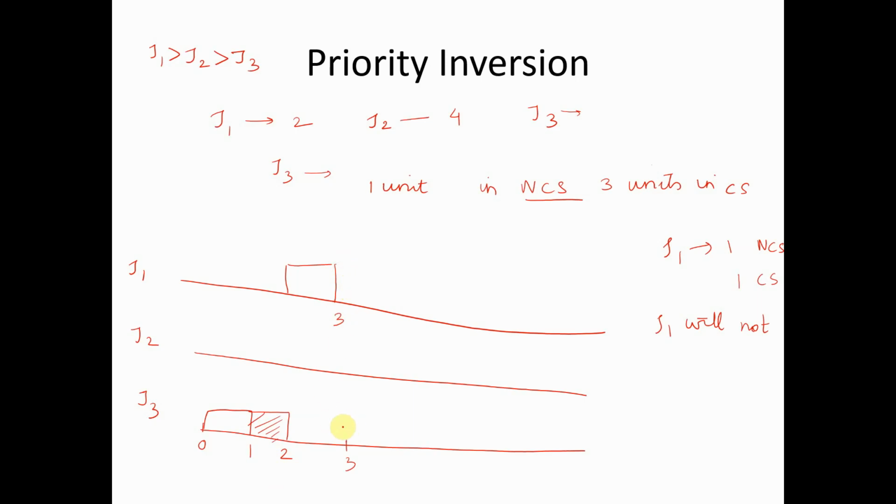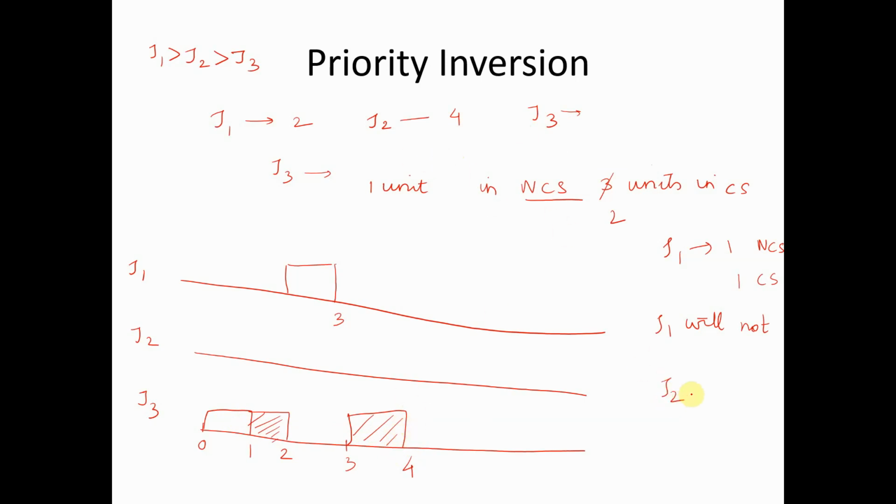And at 3, J3 will execute in critical section. So 1 unit is already executed from 1 to 2. So here 2 units will remain. 1 unit will get executed in critical section. Why? Because at 4, J2 arrives, which is of higher priority than J3. So from 3 to 4, 1 unit in critical section will be executed of J3. Then at 4, J2 arrives.